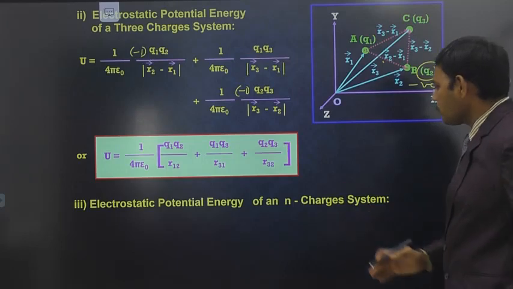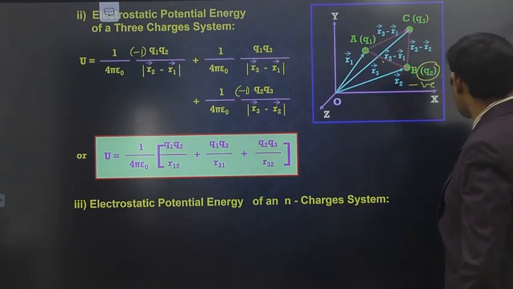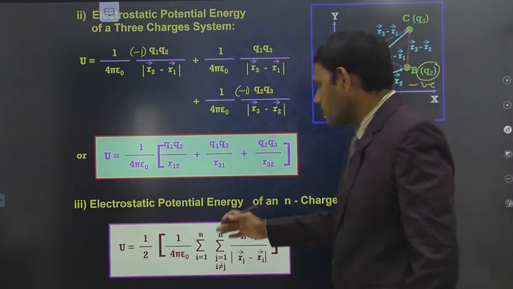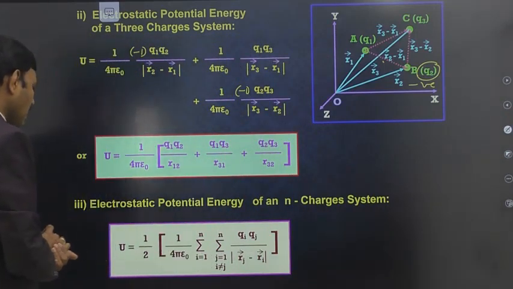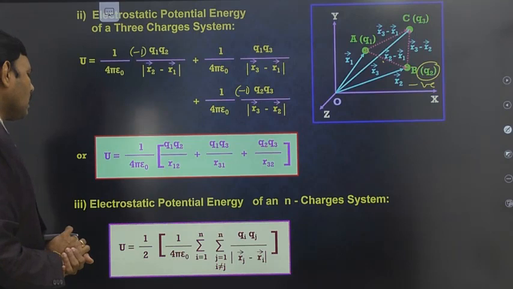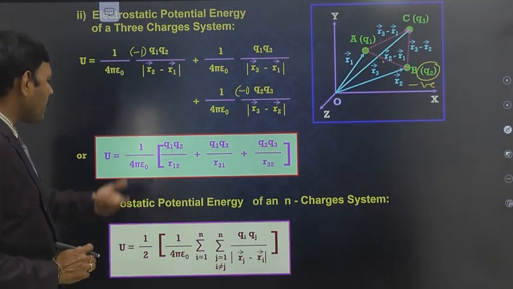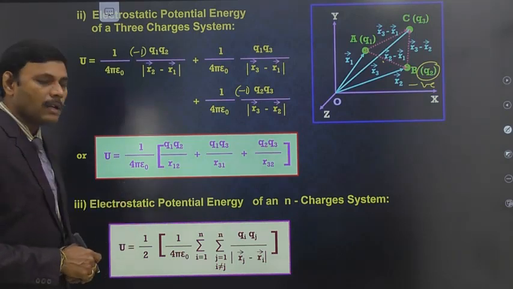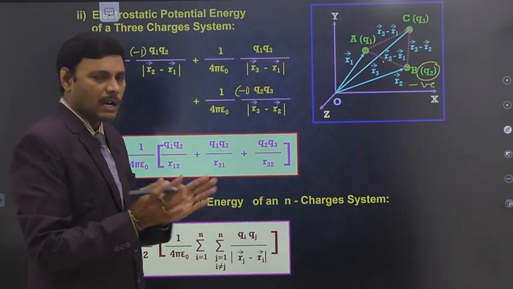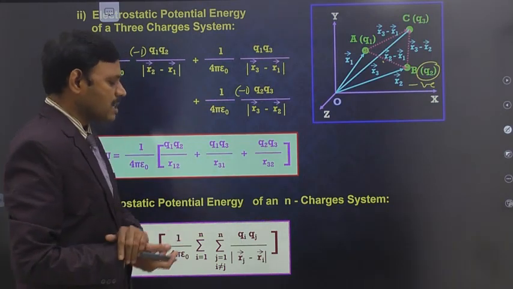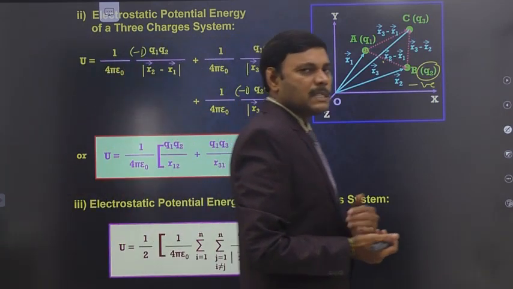So the electrostatic potential energy of an n-charge system, if there are n charges, we have to write like this: 1 by 4 pi epsilon naught, and we have to take the expression for each pair, and we have to consider all pairs. For each pair, write the potential energy formula and add them to get the potential energy. So this is important.